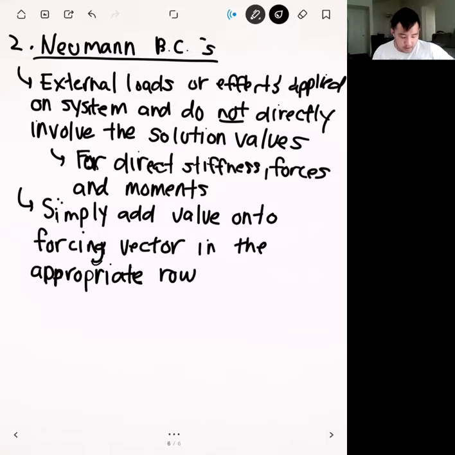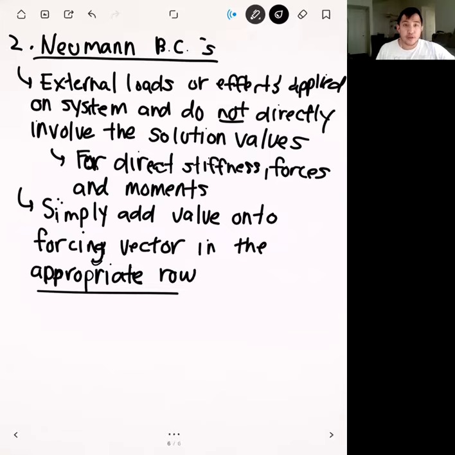And so again, the most important thing for this is that we add these values onto the appropriate row. Okay, and that's going to be kind of the most important thing for this. Okay, but besides that, the Neumann boundary conditions are pretty simple. And they're usually pretty clear in our diagrams too, because there'll be either some kind of force or moment that you can kind of directly see. Okay. So that's the summary on the boundary conditions.